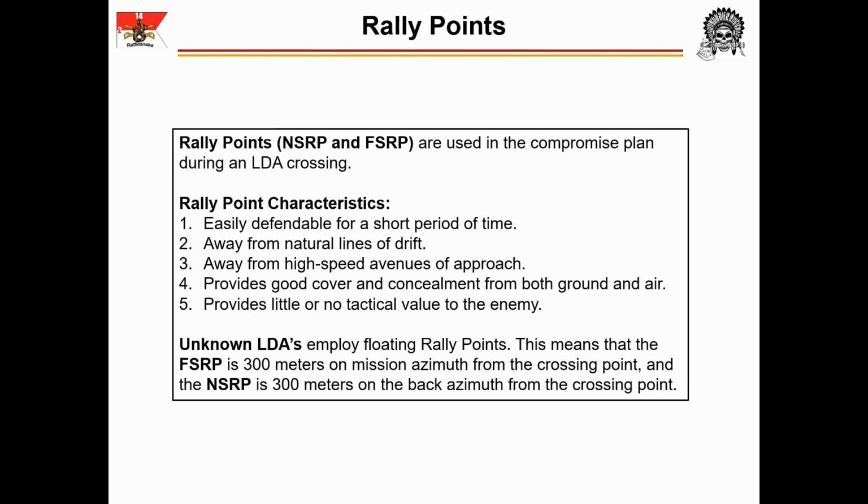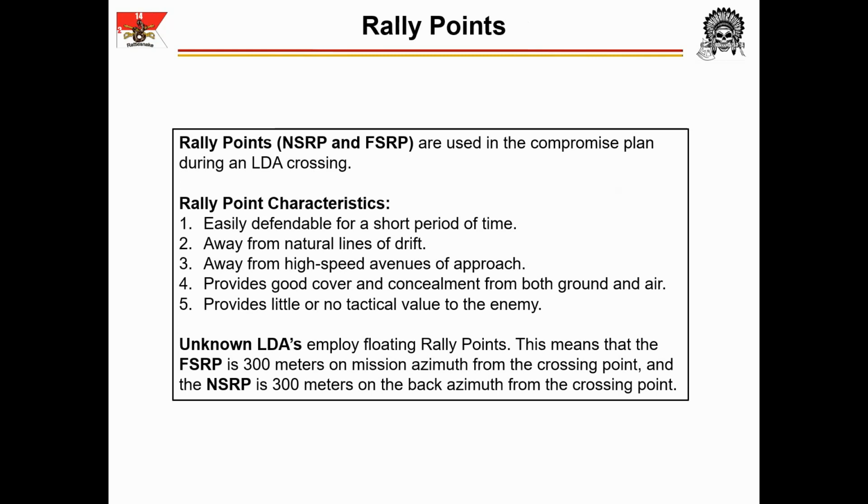Pre-planned rally points, as described above, are only possible for known LDAs. In the case of unknown LDAs, the team will employ floating rally points. Floating rally points are positioned relative to the crossing point on the unknown LDA. The far side rally point will be 300 meters on mission azimuth from the crossing point. The near side rally point will be 300 meters on the back azimuth of the mission azimuth from the crossing point. A back azimuth is simply the opposite of the mission azimuth.